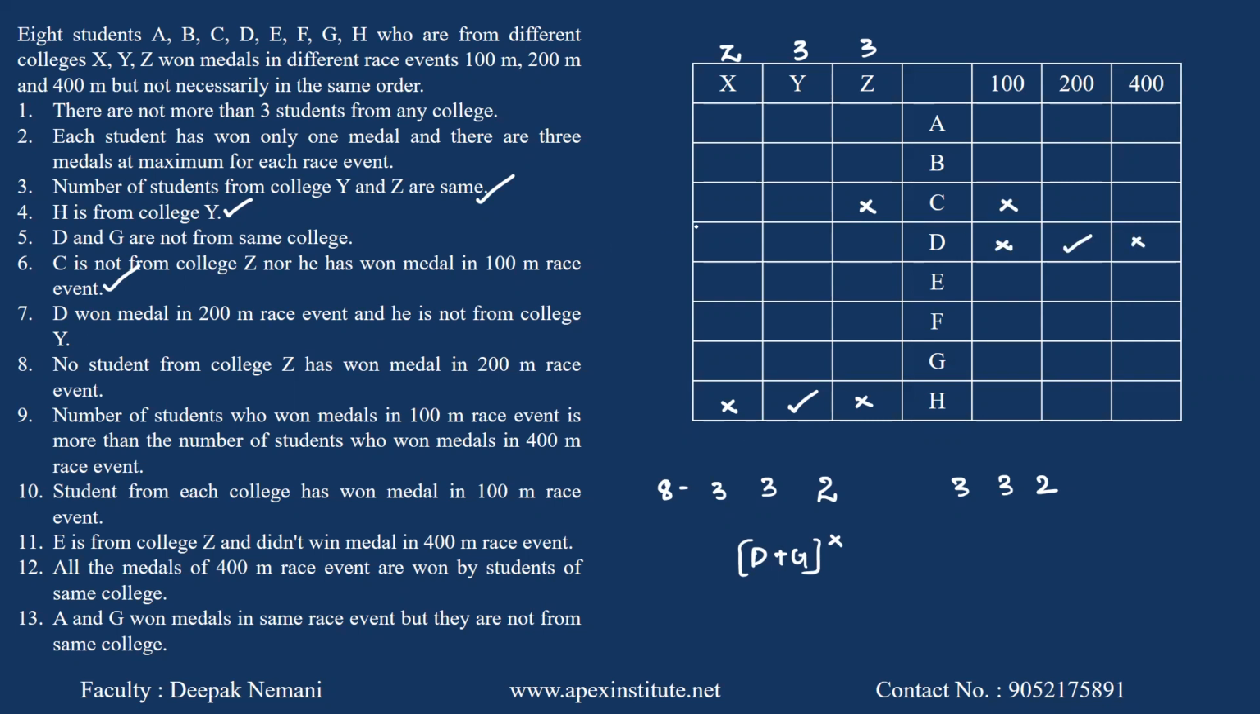And he is not from college Y. So D is not from college Y. Perfect. Now no student from college Z has won a medal in the 200 meters race event. So since D has won a medal in the 200 meters race event, I can say that D is not from college Z. So he should be from college X. So you have 2 students from college X, and D is one of them.